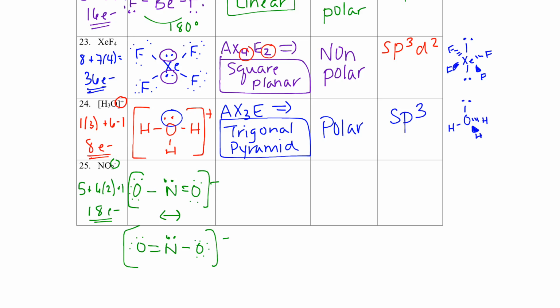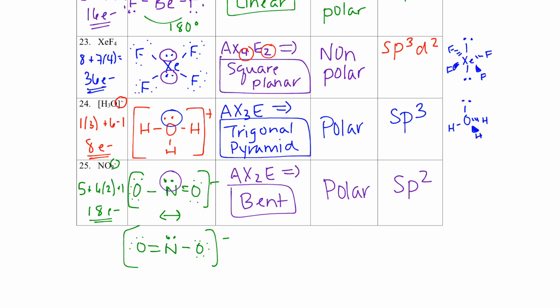Okay? As far as our AXE notation, this would be AX2E, 2 attached atoms, 1 lone pair, and this would be known as a bent structure. Because of this lone pair on the top there, this thing would indeed be polar. And since we have 3 total attachments, this would be sp2 hybridized. 1 s, 2 p's gives you 3. Okay? So sort of a crash course on our molecular geometry there.